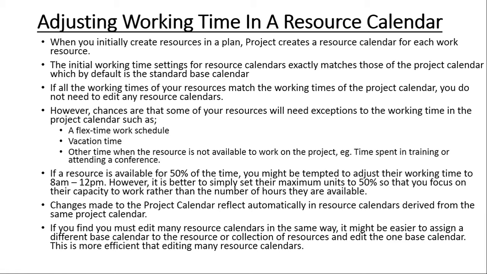Hello and welcome to this module where we are going to be discussing how we can adjust working time in a resource calendar. In an earlier module, we saw how we assign a calendar to a particular project. The default calendar in MS Project is the standard calendar whose working hours are from 8 a.m. to 5 p.m. from Monday to Friday, with no work on Saturday and Sunday.